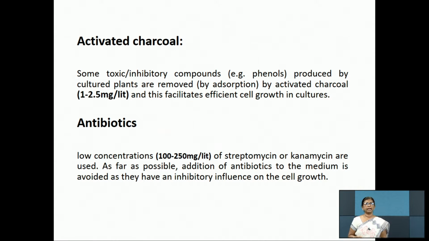Apart from that, activated charcoal can also be added to the tissue culture medium. This activated charcoal is added at a proper concentration, that is 1 to 2.5 milligram per liter only. It facilitates efficient growth of the culture. Mainly it is responsible for removal of toxic or inhibitory compounds produced by the tissue culture. But the concentration should not exceed this level, because sometimes it may absorb the hormones which are added to the medium, and thereby inhibit the growth of the cultures itself. So, we should be very careful in adding the activated charcoal.